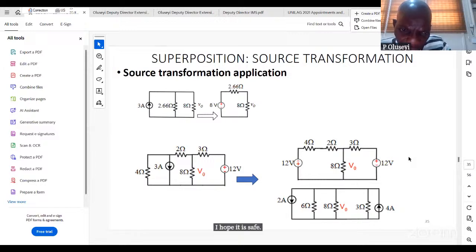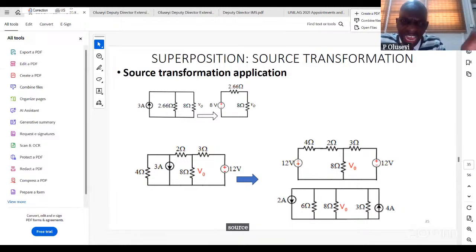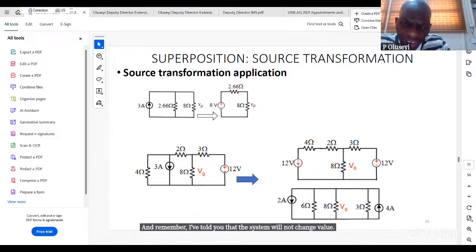4 ohms is internal resistance to 3 amps, while 3 ohms is internal resistance to 12 volts because it's in series with 12 volts. Remember, I taught you this, and I kept on emphasizing it. So the parallel resistance to current is the internal resistance. When you transform the current source to a voltage source, it is that 4 ohms that you will use for your analysis to transform it to voltage and resistance. And remember, I've told you that that resistance will not change value. It's only the current source that will become a voltage source whose value will change.